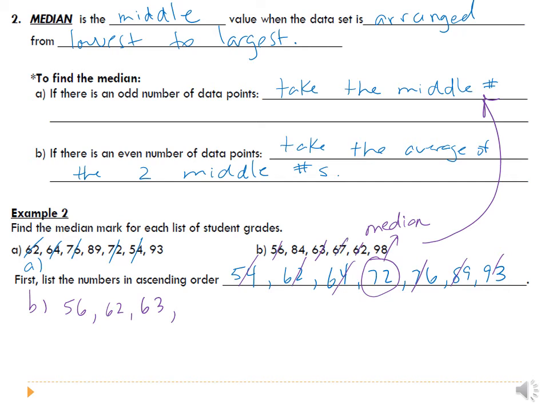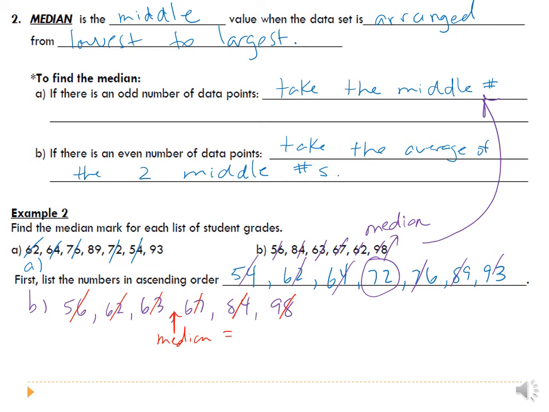67, 84, and then last one, 98. Work on the outside in. And what you're going to notice is your middle is right there. Since we have two, we're finding halfway between that.